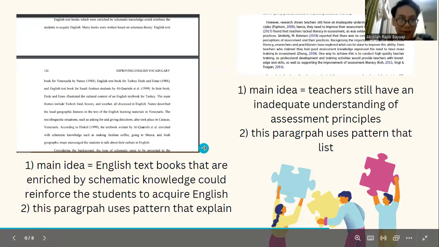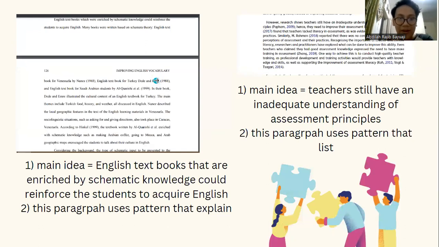Now, this is the third paragraph of the article. Okay, in the third paragraph of the left one, the main idea is that English textbooks enriched by schematic knowledge could reinforce students to acquire English. This main idea is also stated in the first sentence, and this third paragraph uses the pattern of explain, because it explains why textbooks with enriched schemata could reinforce students to acquire English.